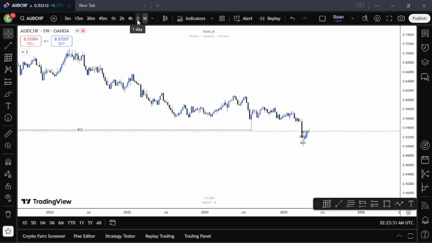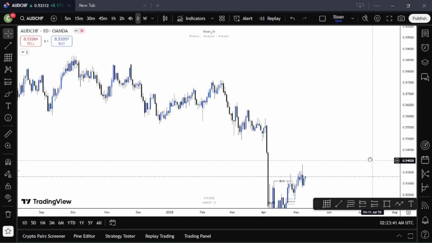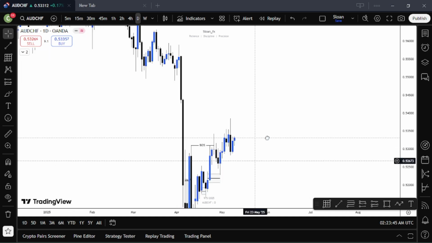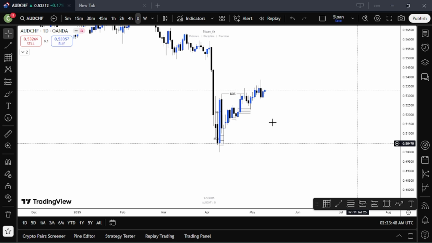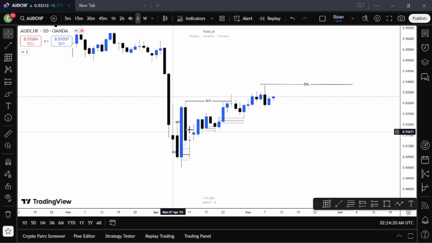This is the way I stage my trades, and it has helped me avoid any unnecessary loss. From here, on the daily time frame, I want to plot out my external range liquidity, which is this zone. This is the highest point the market has gotten to. ERL, external range liquidity.